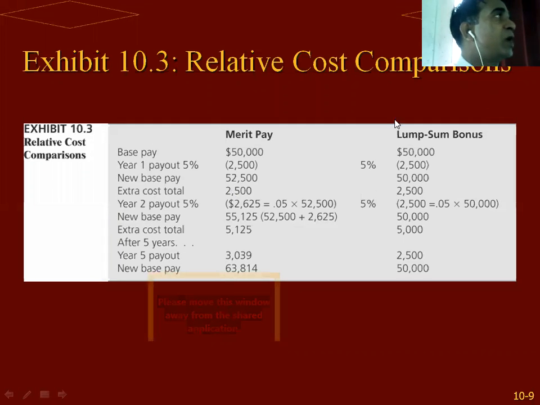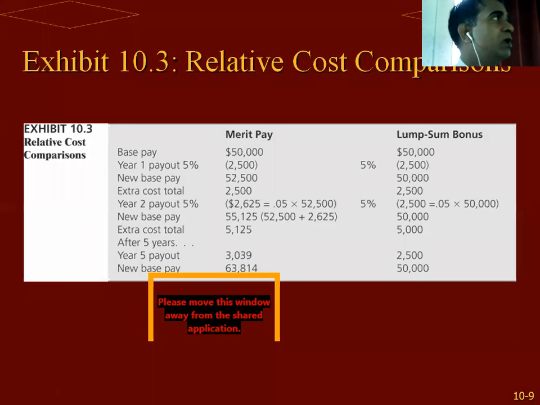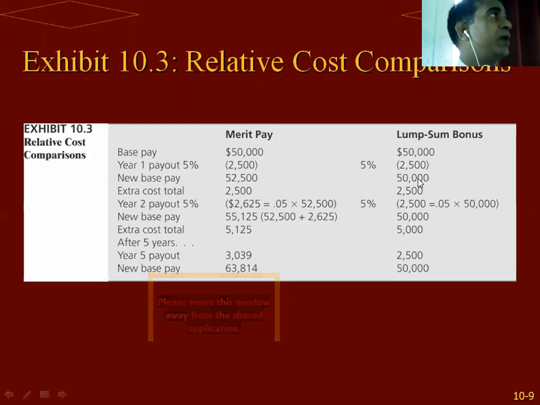$2,500. So at this stage, even with a lump sum bonus, the cost to company is the same, but only at this stage. See, 50,000 is the basic salary, 5% is the payout, and the amount is $2,500. The new base pay is 50,000, because a lump sum bonus doesn't become part of the base pay. Hence, the base pay in the second company remains at 50,000 only. So in the first year, the extra total cost to company is the same $2,500.